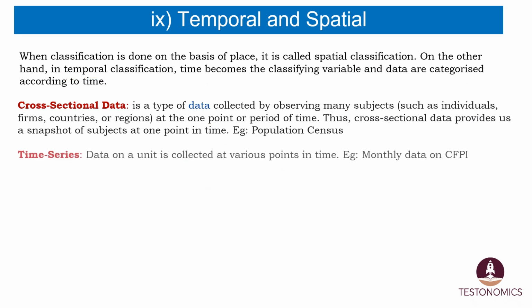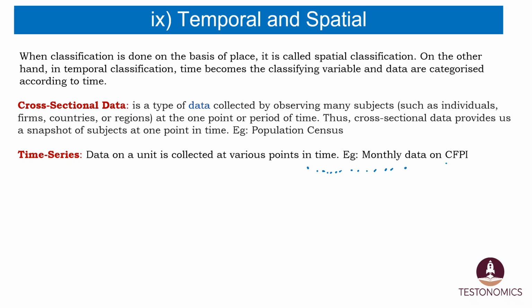Then we have a time series data. Data on only one unit or a particular unit is collected at various points in time. For example, monthly data on consumer food price index. So we have all the items included in the food price index. On those, we have data being collected each month. So time is not just one. In fact, we have data each month on a particular variable.